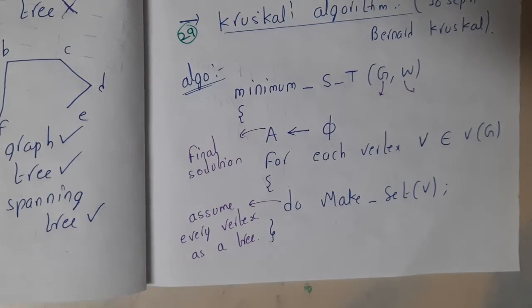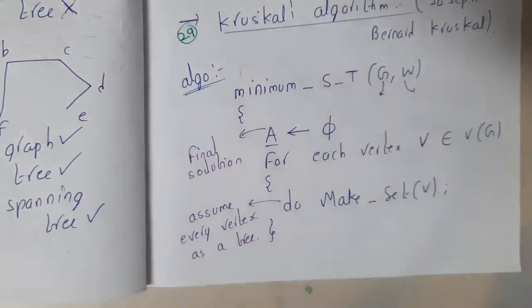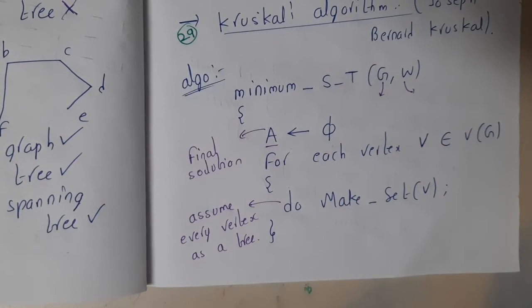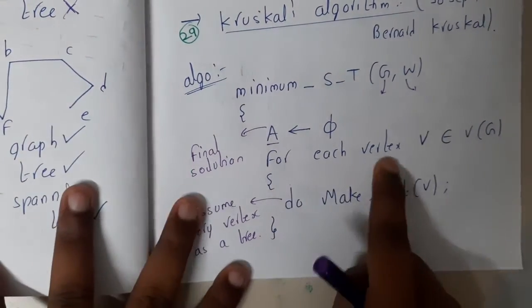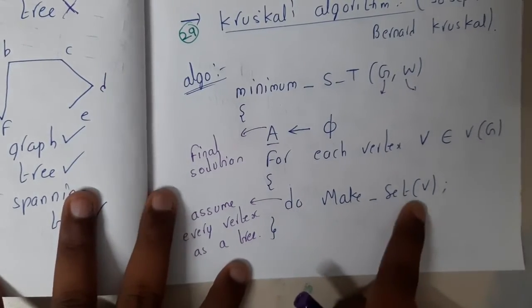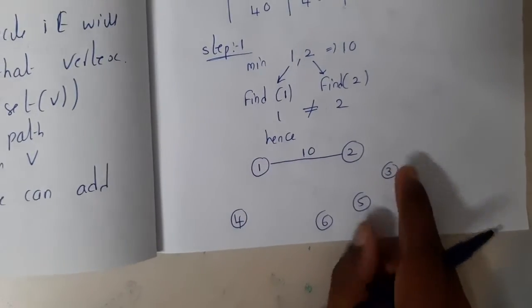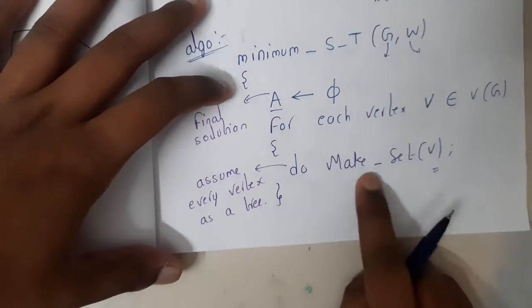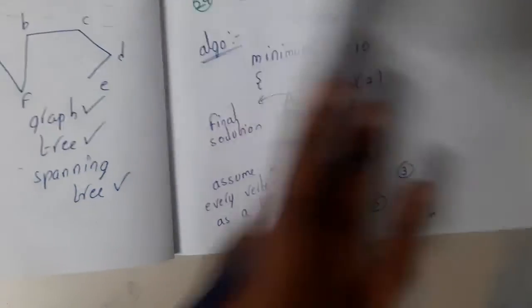Okay, so let us start. Initially we are assuming the solution is A. So we are substituting 0 or 5 in our solution; 5 is nothing but the empty set, you can say. For each vertex V belongs to V of G, I will be doing make set of V. What exactly make set does is it assumes each and every vertex as a graph, guys. So it assumes every vertex as a tree or a graph, anything will work.